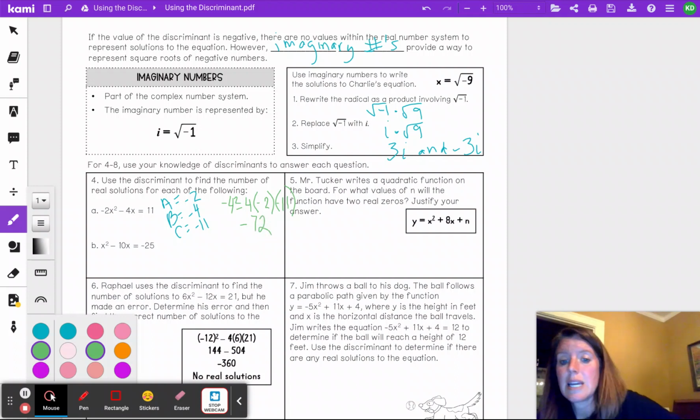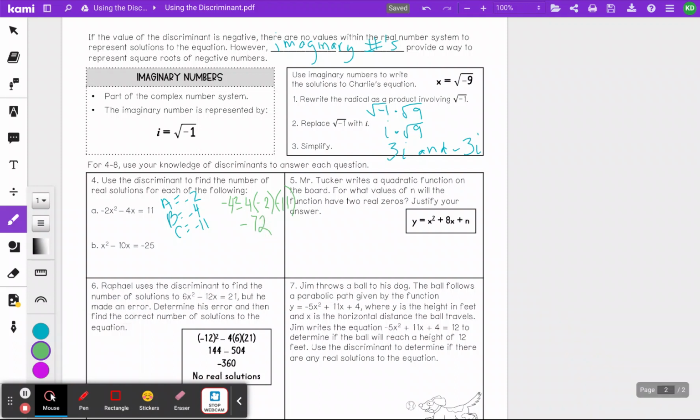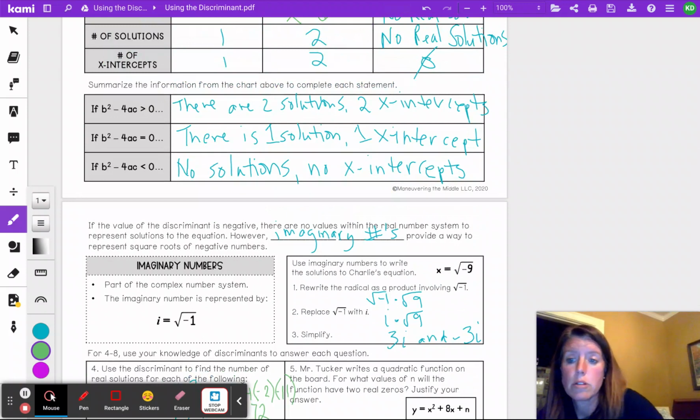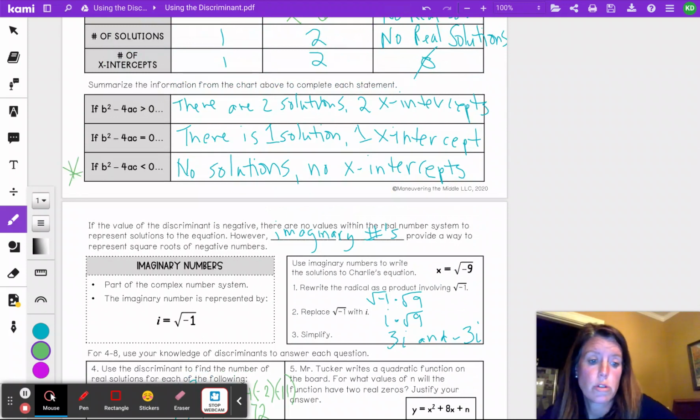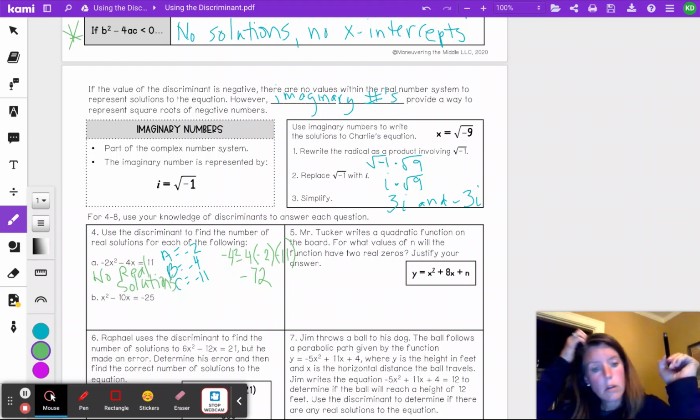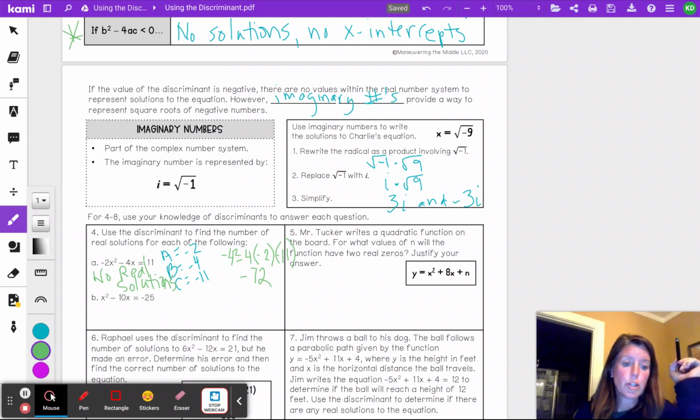So since that is a negative number, that means, go up here, that is a number less than 0. So that is no solutions. No real solutions. All right, I want you all to do B on your own. If you want to pause and work on it, or just wait till the end, I'm going to come back and give you the answer.